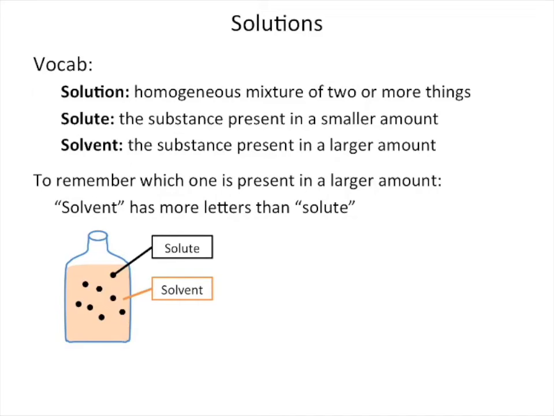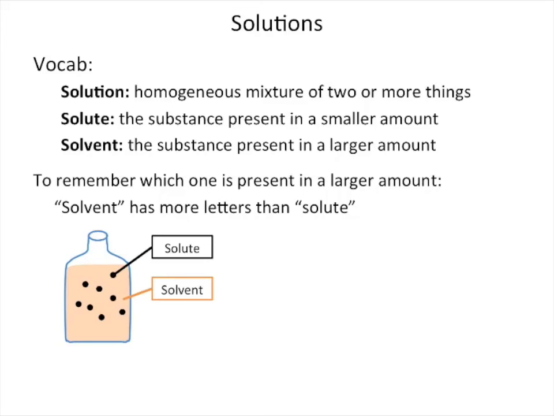So first, some vocabulary. A solution is a homogeneous mixture of two or more things, and by homogeneous we mean you cannot tell the components apart except on the molecular level. And in this mixture, the solute is the substance present in a smaller amount, and the solvent is the substance present in a larger amount.